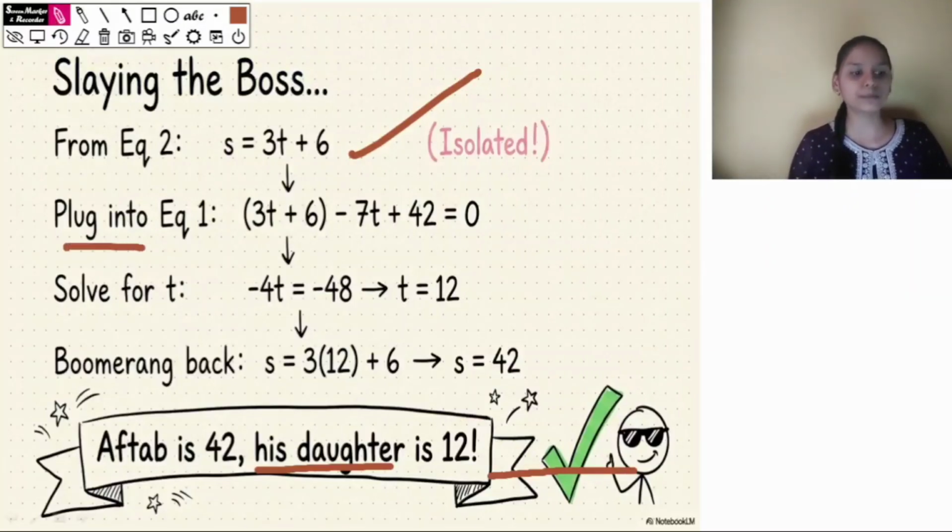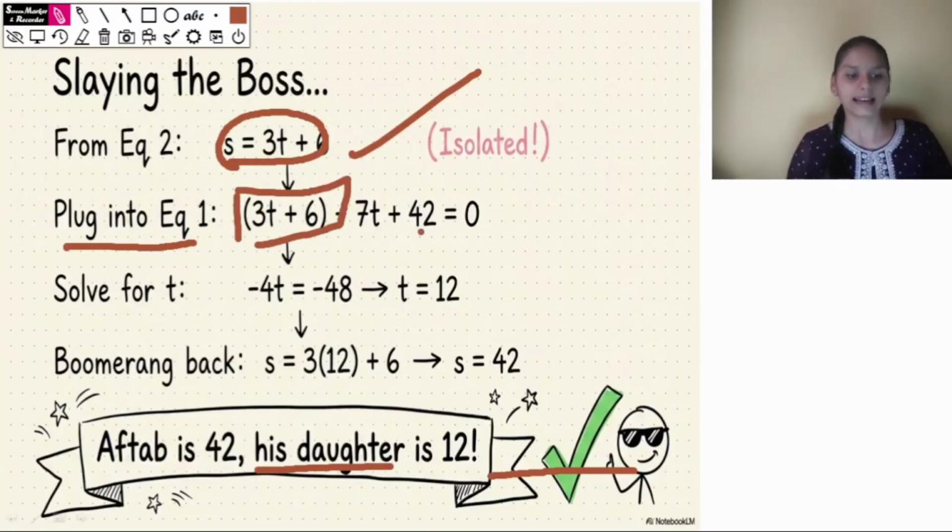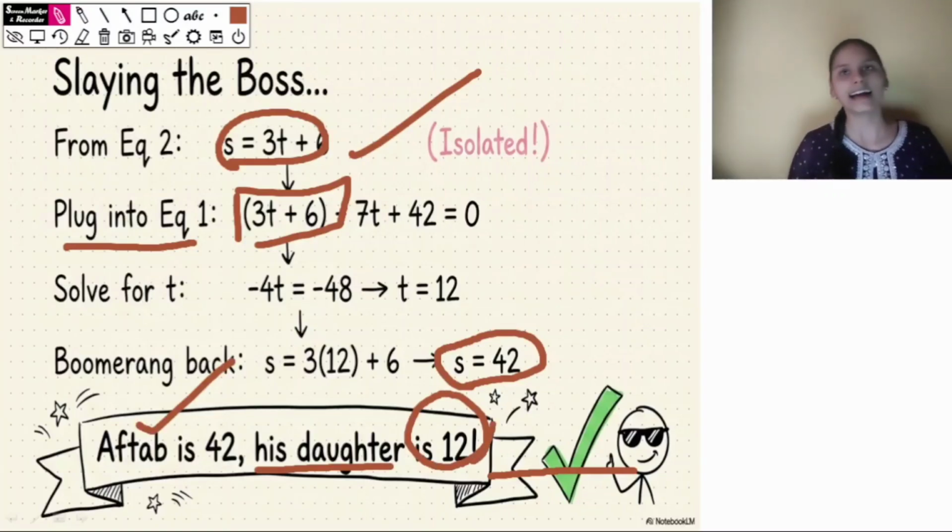Next, plug into equation 1. So s is in terms of t only, easier, right? So what I did is I put this value in the first equation and then solved it, and I got s is equal to 42. Aftab is 42 years old and his daughter is 12 years old. We got our answer. Just the substitution method, you're going to solve it by substitution method. Let me explain this also in a good way, so that you don't get confused.